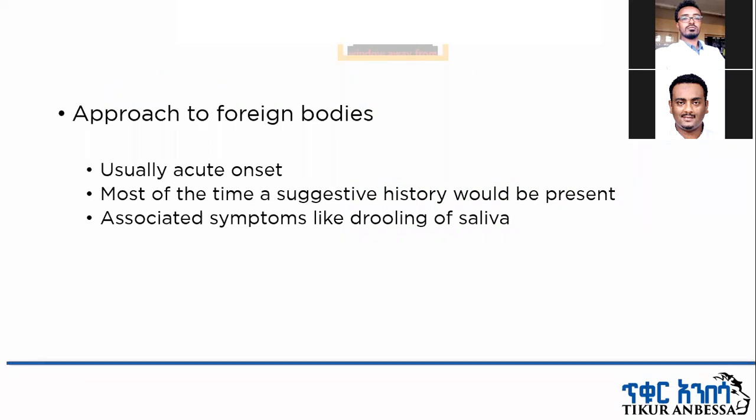So approach to foreign bodies, usually it's an acute onset, and the patients would report that they have swallowed some foreign body or a football, which has caused dysphagia. And if the foreign body is impacted below the upper esophageal sphincter, the airway could be patent. As you know, we've heard about cases where people died while eating food, with impacted food. Once the food makes it beyond the upper esophageal sphincter, they would be able to protect the airway. There would be a suggestive history, and associated symptoms like drooling of saliva if the obstruction is quite proximal.